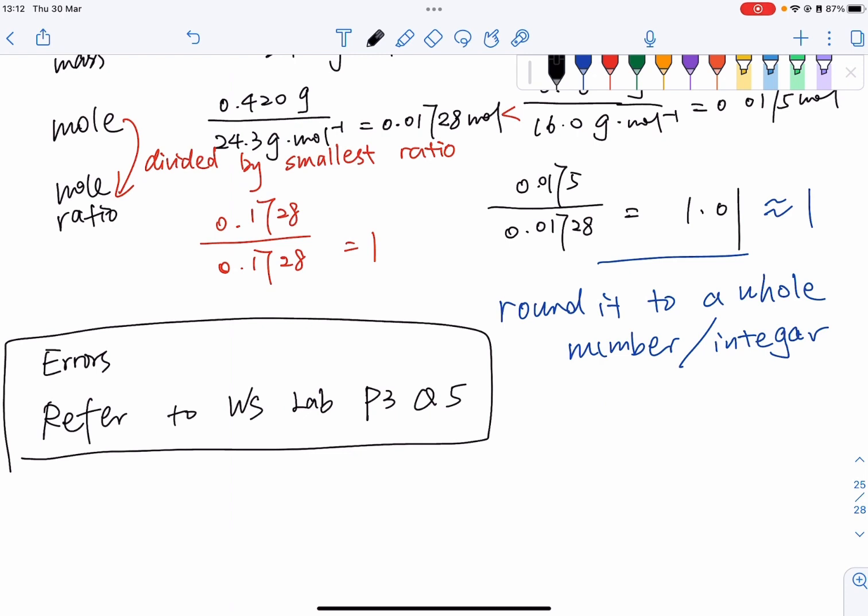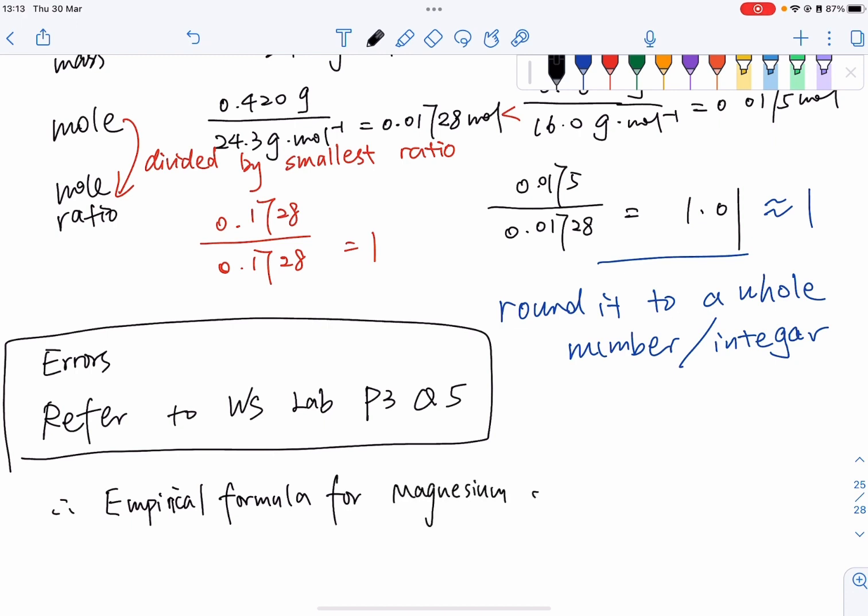Sorry, I forgot to add the empirical formula at the end. So we have to write the empirical formula for magnesium oxide is MgO. Don't just leave the answer simply as 1:1. The MgO will have 1 mark at the end. A gentle reminder for here. Sorry, I forgot about that before.